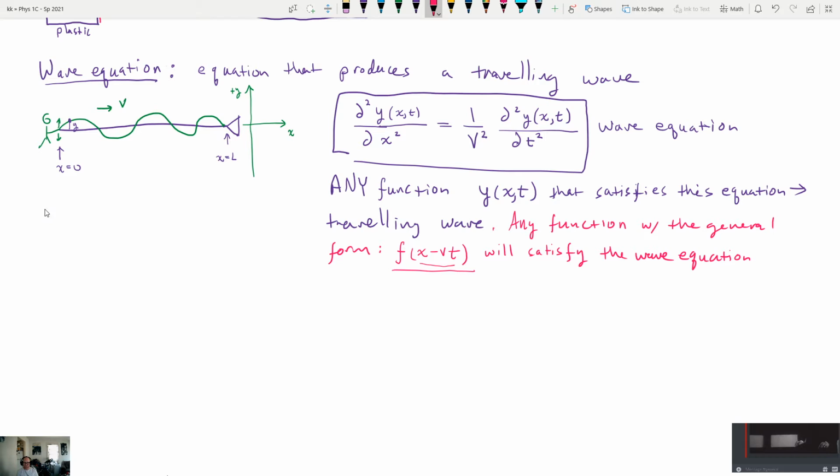So examples would be this. If I have y as a function of x and t equal to 1 over x minus vt, whole squared, then this will satisfy this wave equation. If I take a function y of x and t that's equal to something like a sine of x minus vt, this will also satisfy this wave equation, and we can prove it very easily. We'll do it really quickly here, okay?